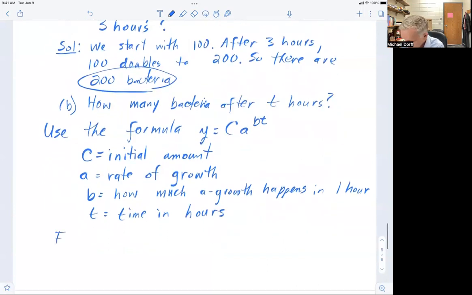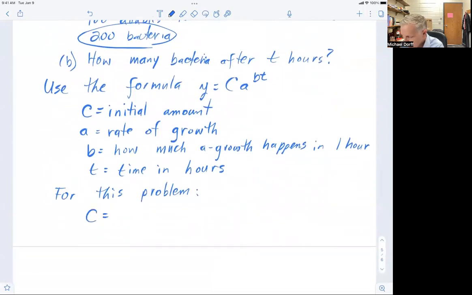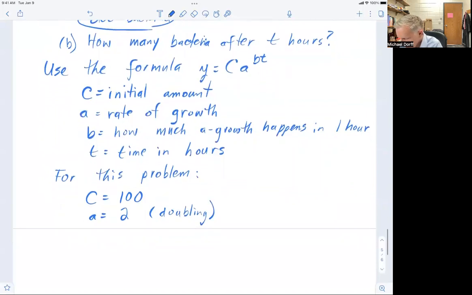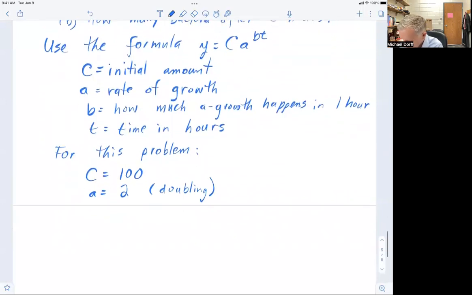So for this problem, what do we know? Well, the initial amount is 100, because we start off with 100 bacteria. A is the rate of growth. Well, we know it doubles every 3 hours, so a is going to equal 2. Okay, so this is doubling. The tricky part now is to figure out what b is. All right, so what is b?